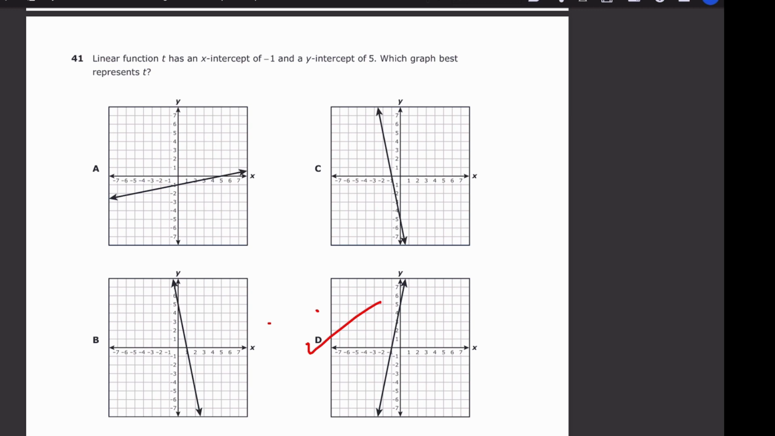You can see over here, this is the x-intercept. It is -1 over here: (-1, 0). And here it is (0, 5). Here you are having it as positive (1, 0) and here you are having (0, 5). So therefore you cannot take this as the option because the x-intercept is -1.